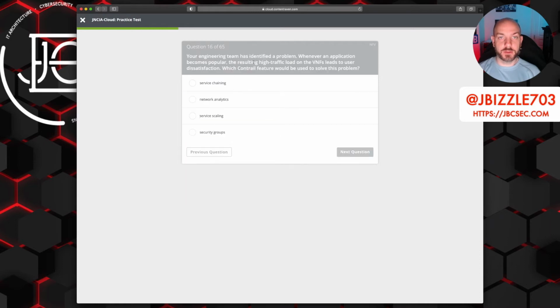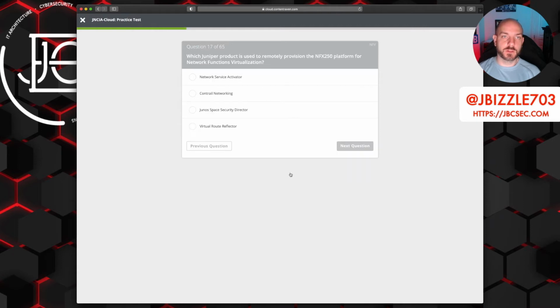Your engineering team has identified a problem. Whenever an application becomes popular, the resulting high traffic load on the VNFs leads to user dissatisfaction. Which Contrail feature would be used to solve this problem? Service chaining, network analytics, service scaling, security groups. Go service scaling.